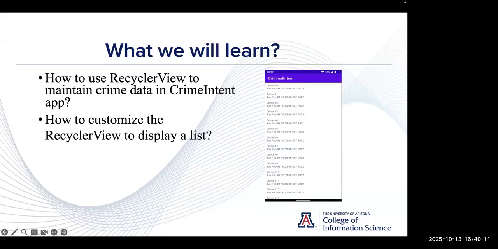What will we learn in this lecture? We're going to learn how to use the recycler view to maintain, in our case, the glucose data, or in this case the crime data in the CriminalIntent app, and how to customize the recycler view to display a list. So these are the two things we're going to be learning. You'll be creating a list for every new entry you create, so you will have a display list. For this app, just one or two is fine. However, if you want to create a list and randomly generate that data, that is up to you, and that's going above and beyond.